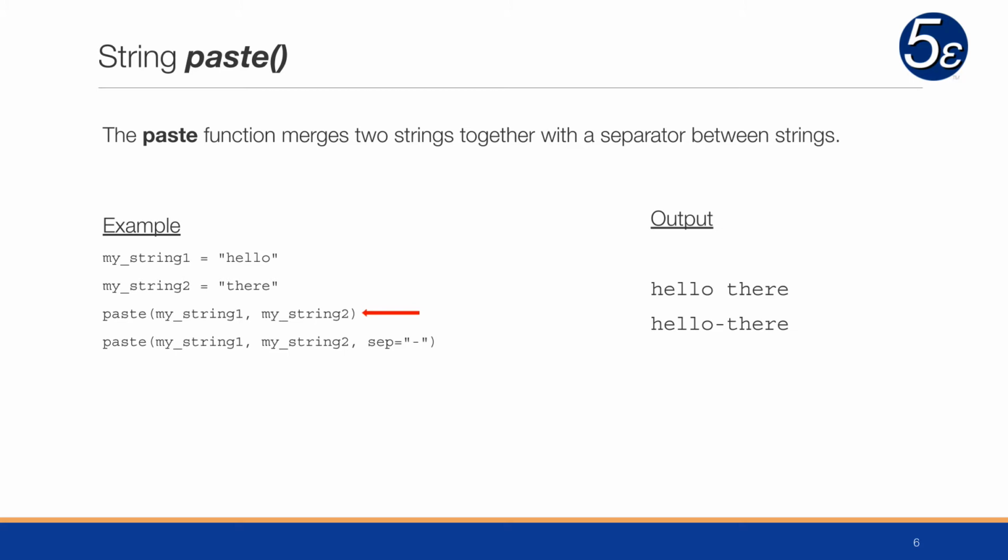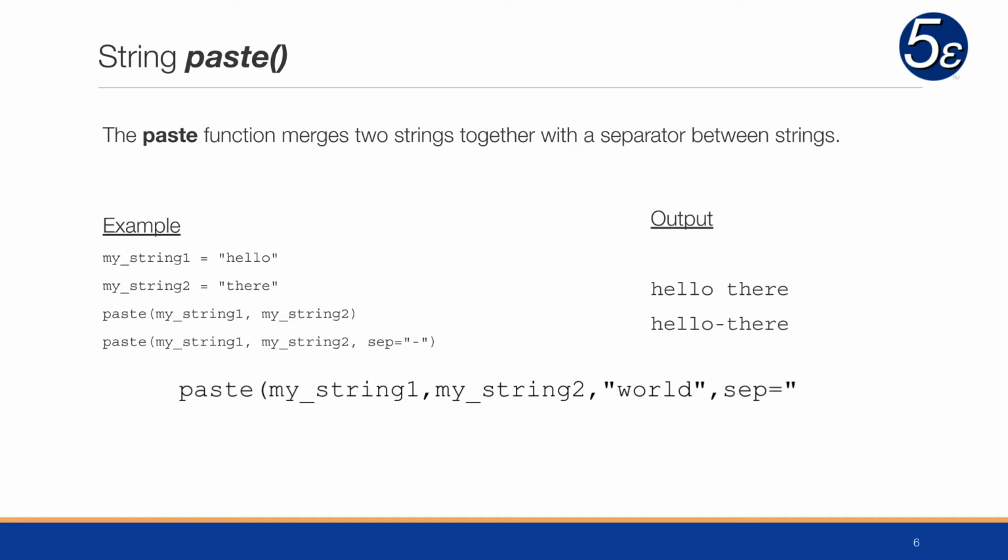In this example here, paste(my_string1, my_string2, sep = "-"), it would put a hyphen as the separator between the strings. And you could do this with multiple strings as well. For example, we have paste(my_string1, my_string2, and then we add in another string, "world", with a separator of the space. It would print "hello there world."